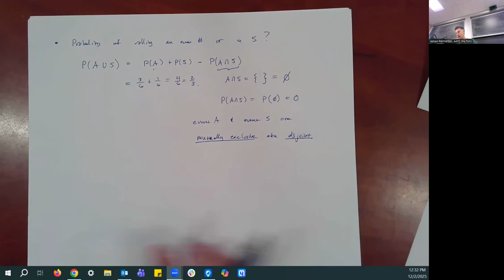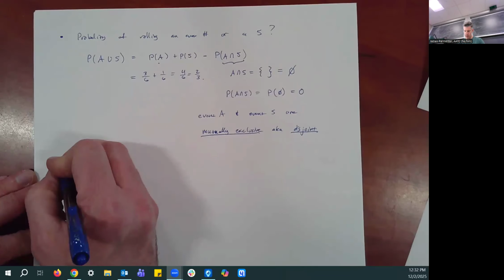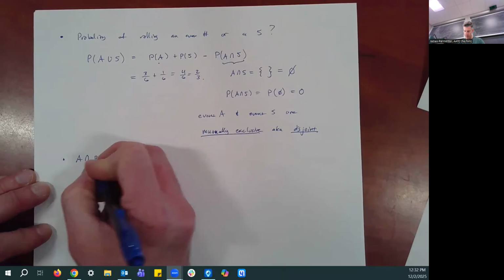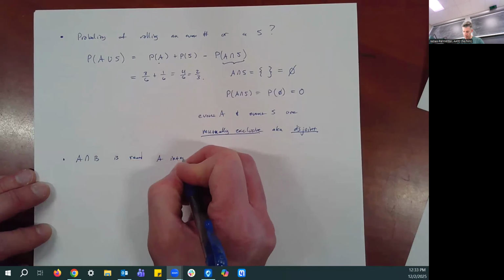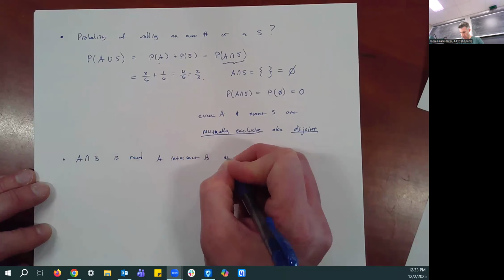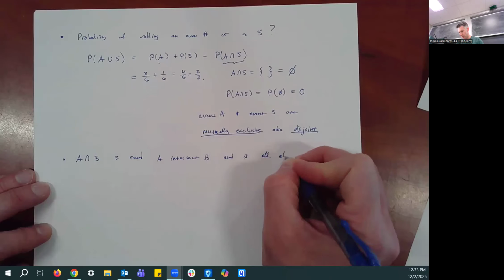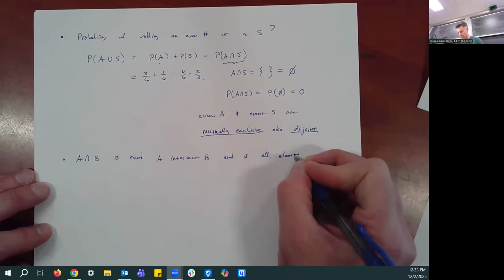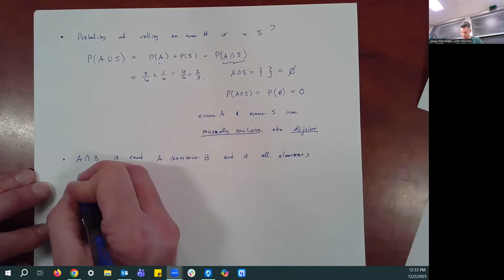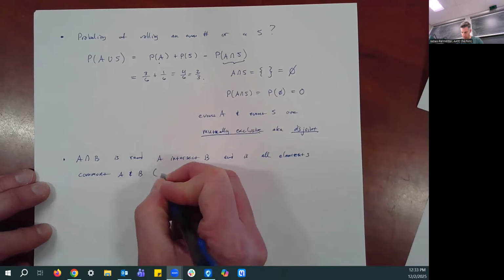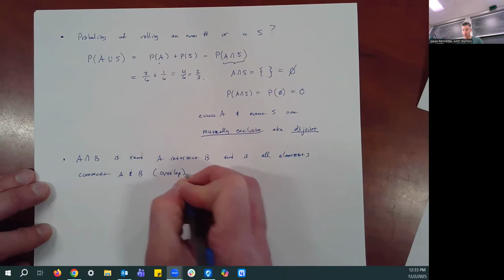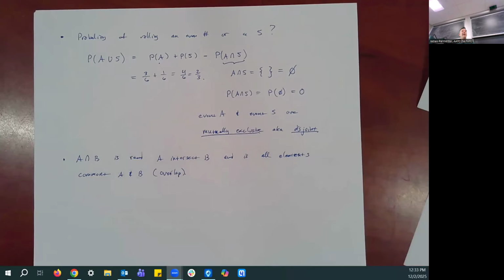So, just to recap, A intersect B is read as A intersect B and is all elements common to A and B. So the overlap. And when I think about the intersection, I think of the word and. I want to find the things that are both in A and in B.